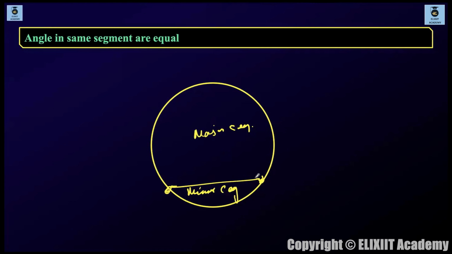Property number 5, then property number 6. This is also known to you. Sum of the opposite angles of a cyclic quadrilateral is 180 degrees. Okay. Sum of the opposite angles of a cyclic quadrilateral is 180 degrees and vice versa.